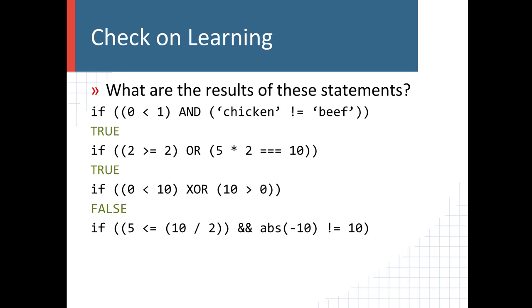Last but not least, if 5 is less than or equal to 10 divided by 2, and absolute 10 is not equal to 10, is this true? It is false. The function ABS stands for absolute value, and absolute value removes all signs. So 10 is equal to 10, and therefore the statement is false because we used the ampersands to check to see if both statements were true.